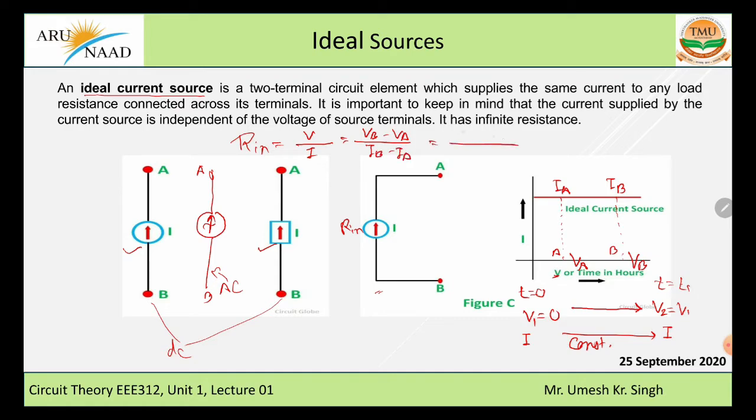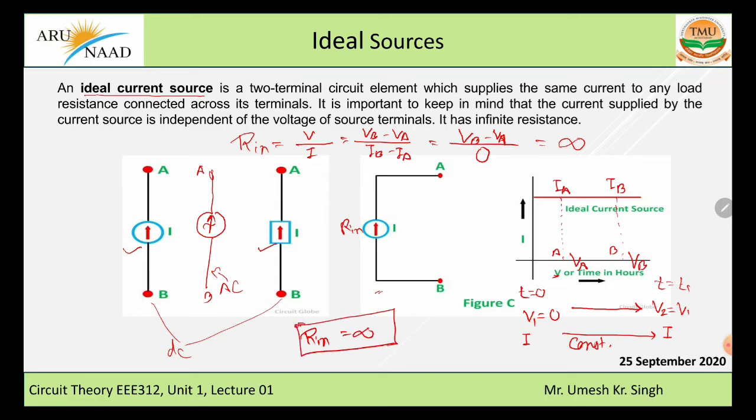But in this case, VB minus VA has some positive value. But IB minus IA, both currents are the same, so it is 0, and when we divide some positive value with respect to 0, we get an infinite value. So we can say that the internal resistance of an ideal current source is infinity.